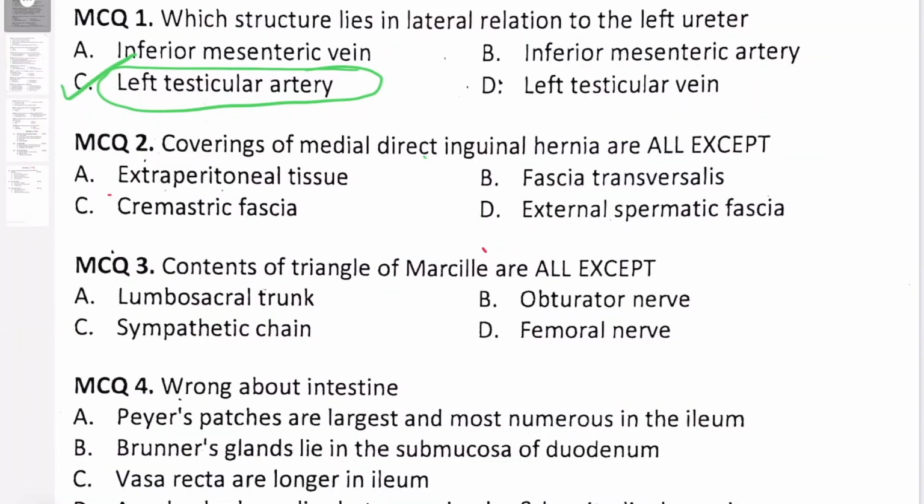Now question number 2 is coverings of medial direct inguinal hernia are all except extraperitoneal tissues, fascia transversalis, cremasteric fascia, external spermatic fascia. You have to rule out which one is not a covering of the hernial sac descending down through the medial portion of the Hesselbach's triangle. Now let's understand the concept of inguinal hernia.